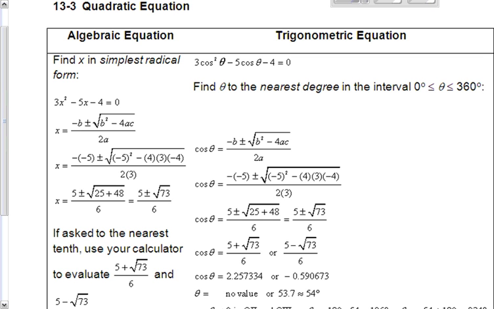Alright, with this one, we're going to take a look at 13.3, which is the quadratic equations. Sometimes we look to factor, all the time, factor, factor, factor. However, not all the time we can do it. Sometimes it's blatantly obvious. Oh, I can factor this to x plus 2 and x minus 1.